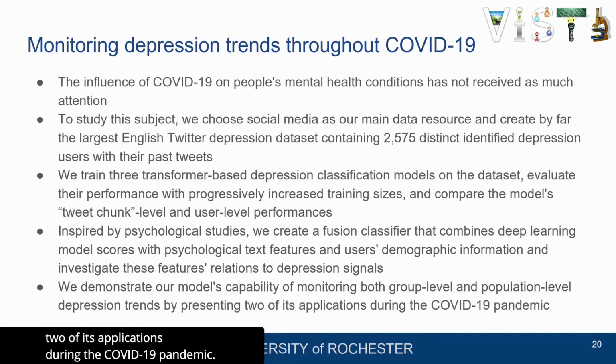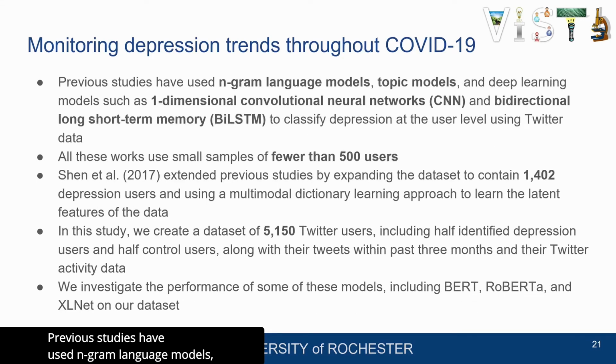Previous studies have used n-gram language models, topic models, and deep learning models such as one-dimensional CNN and bi-LSTM to classify depression at the user level using Twitter data. All these works use small samples of fewer than 500 users. Shen extended previous study by expanding the dataset to contain 1,402 depression users and using a multimodal dictionary learning approach to learn the latent features of the data.